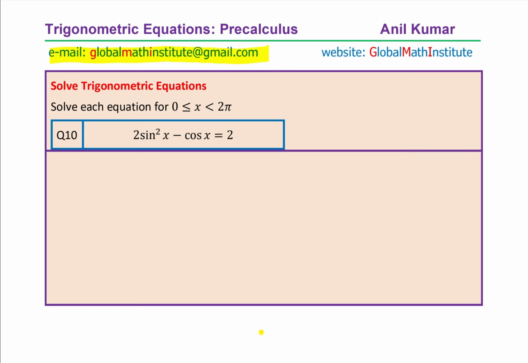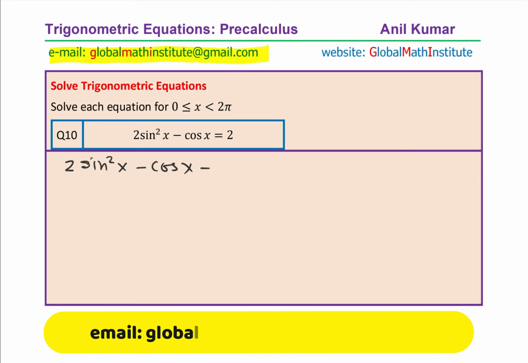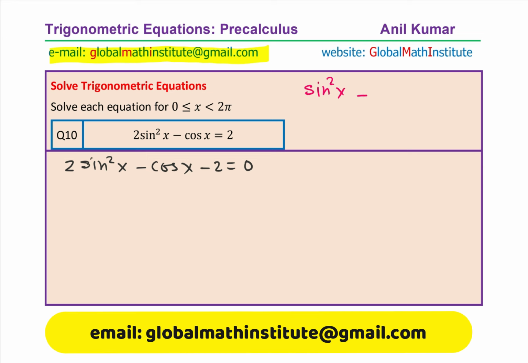So we have now a question, 2 sine square x minus cos x equals 2. How do we solve this? Let's bring 2 to one side, which is the left hand side, right? So sine square x minus cos x, and I'm bringing 2 on this side, rewriting the equation as this. Now you remember the Pythagorean identity, which is sine square x plus cos square x is how much? Well, that is equal to 1. And therefore, I can write sine square x as equal to 1 minus cos square x.